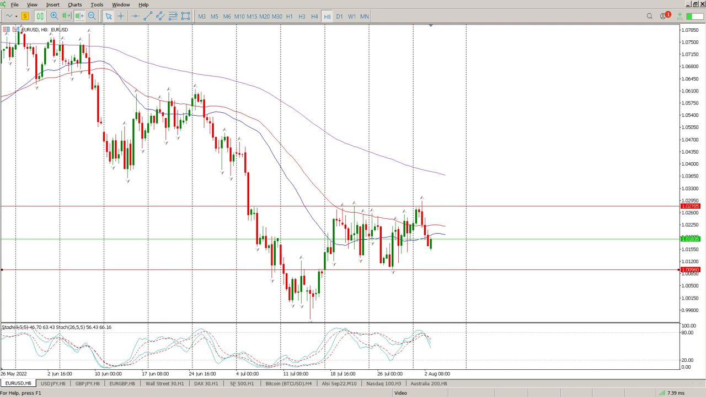So starting off with Euro USD as usual, and as expected, we bounced off the top of the range and pretty much moving to the bottom of the range. So, bottom of the range at the moment is sitting at 100960. So I would expect that's kind of what we're looking at.